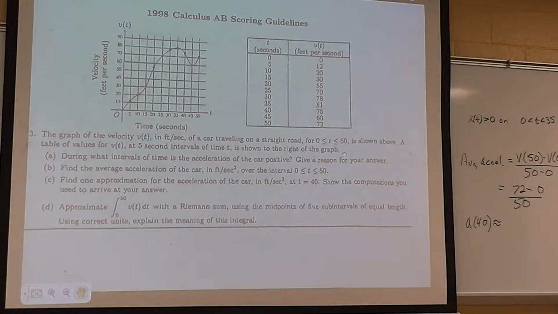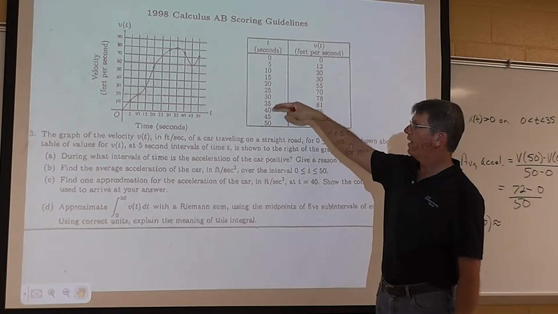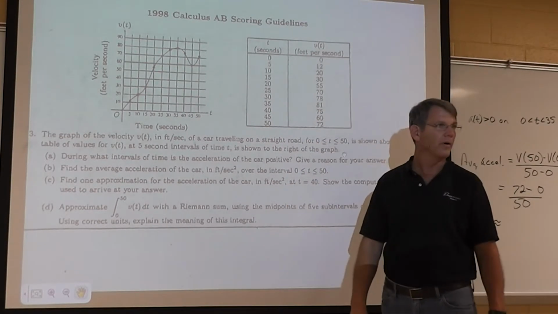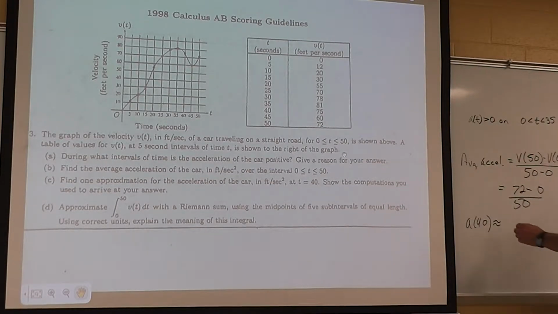Mean value theorem. And I think you said it, Lee. You said 35, 45? Yeah. If I want to find the acceleration at 40, I can find the slope from 35 to 45. That would work. So it's going to be the velocity at 45, which is 60, minus the velocity at 35, which is 81, over 45 minus 35. And I can leave it right there.